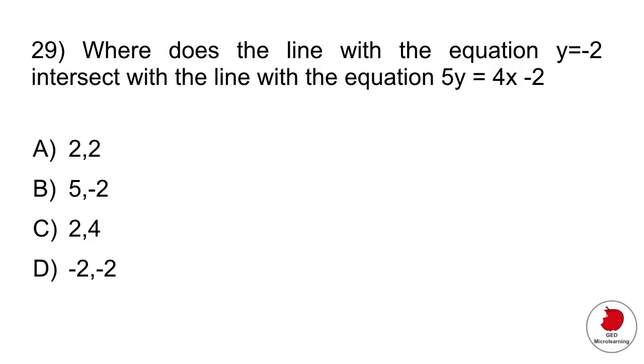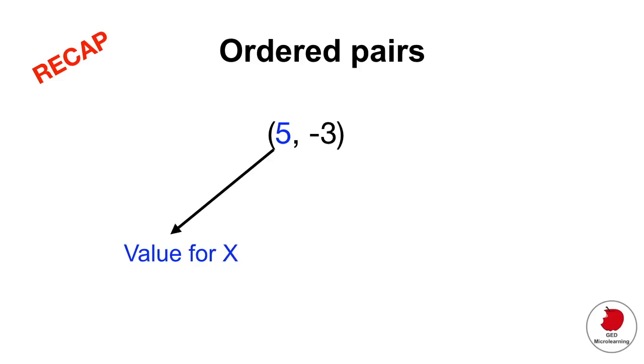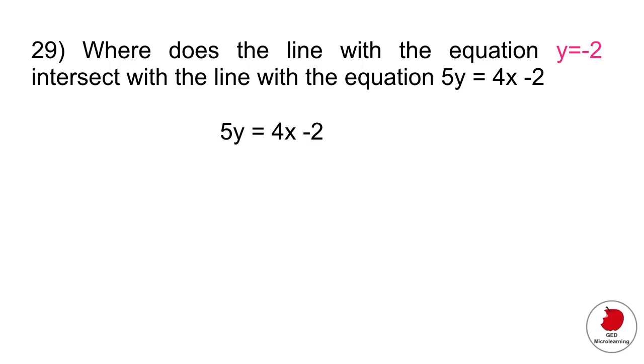All right, so we continue with these questions that look at like y-intercept and stuff. It says, where does the line with the equation x and y is equal to minus 2 intersect with the line with the equation 5y is equal to 4x minus 2? All right, so again, just remember the ordered pairs that we just discussed. In this case, you would take that y value there in pink and plug it into your equation. And what you're going to do is solve for x.